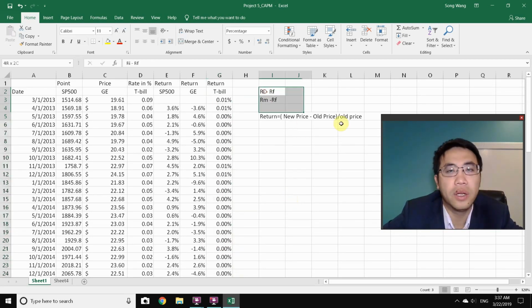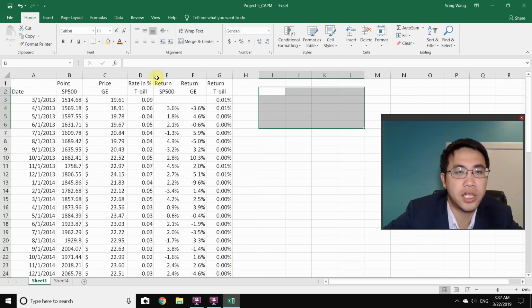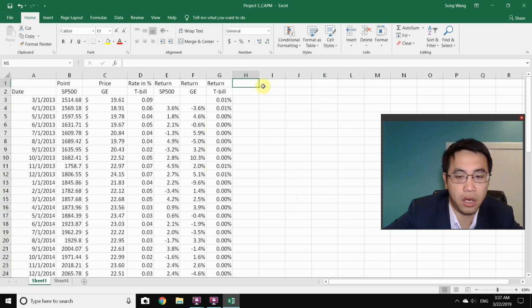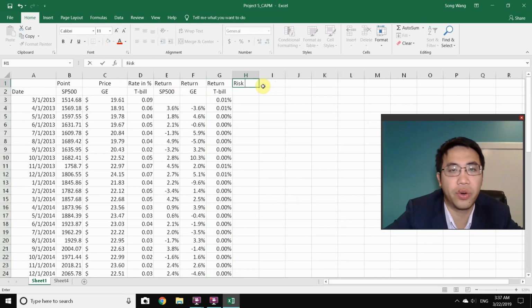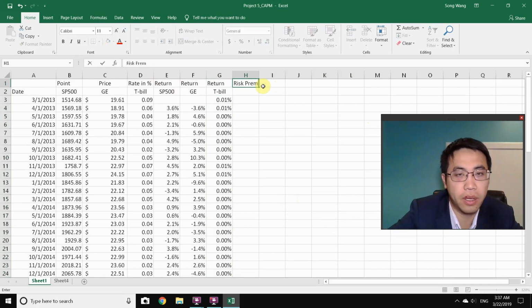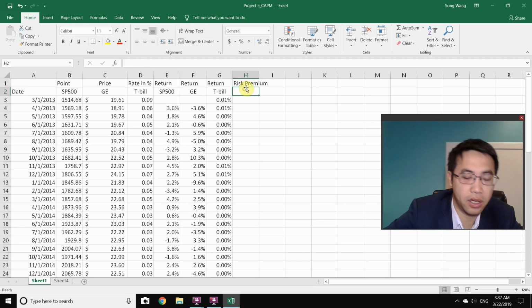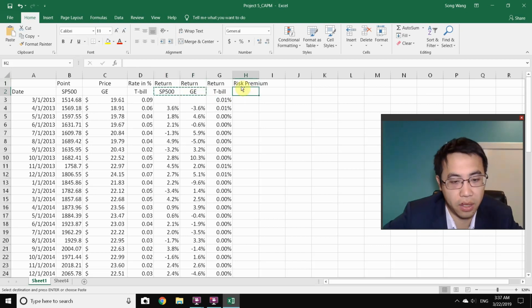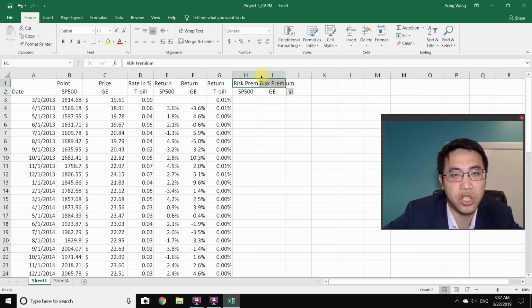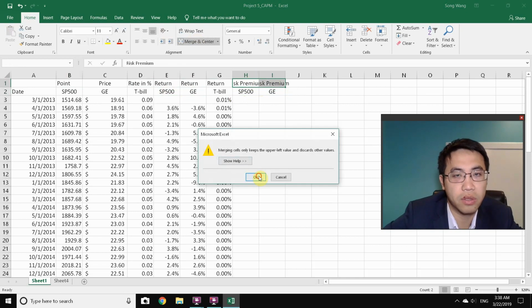Right. So the next step is to get these risk premiums. Okay, as I said, risk premiums are returns adjusted for risk. Okay, risk premium. I need to do it for the market. Now let's just say the Standard & Poor's 500. That's for the market. And I also do it for the individual stock, which is GE, or just merge the cell. Just merge the cell.